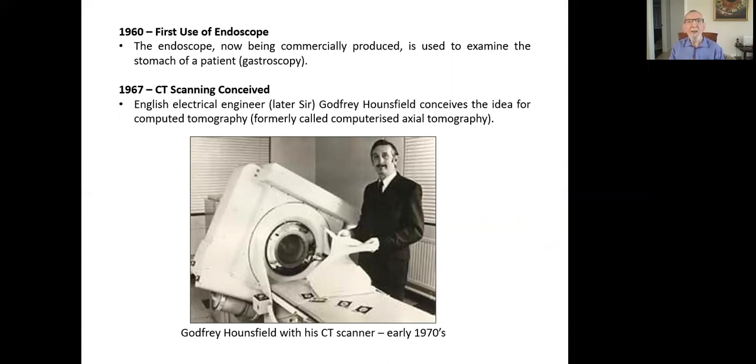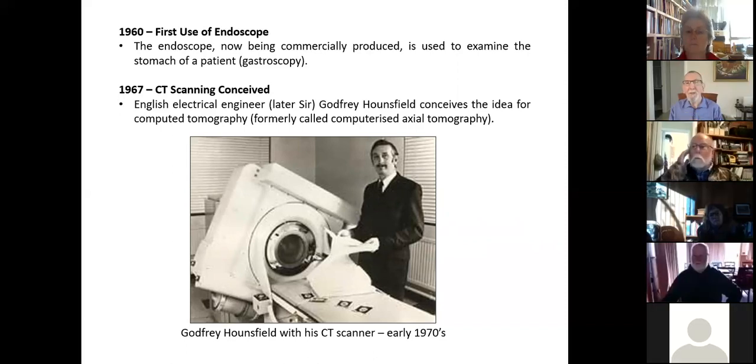Up to 1967, CT scanning was conceived, and this fellow, Geoffrey Hounsfield, is quite an interesting bloke. There's quite a lot of information about him, and he conceived an idea using X-rays and computers, which were coming into their own around that time and becoming more commercially available and refined. He figured that if you combined the images from X-rays and computers, you could get a much better image. And he called it computerized axial tomography.